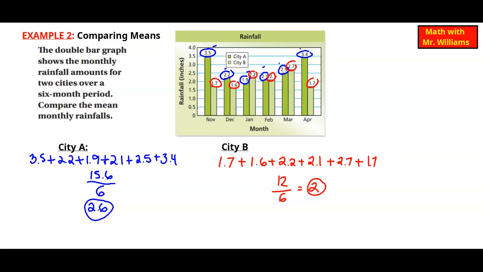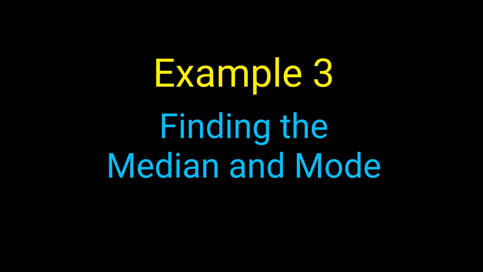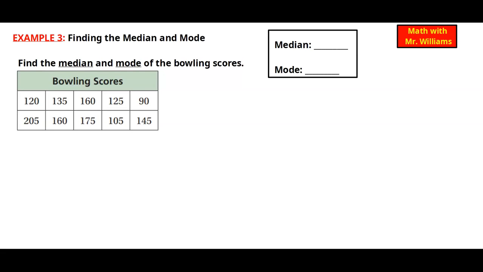All right, so because 2.6 is greater than 2, City A averaged more rainfall during the time period. Mr. Williams, Example 3, Finding the median and mode. Find the median and mode of the bowling scores.